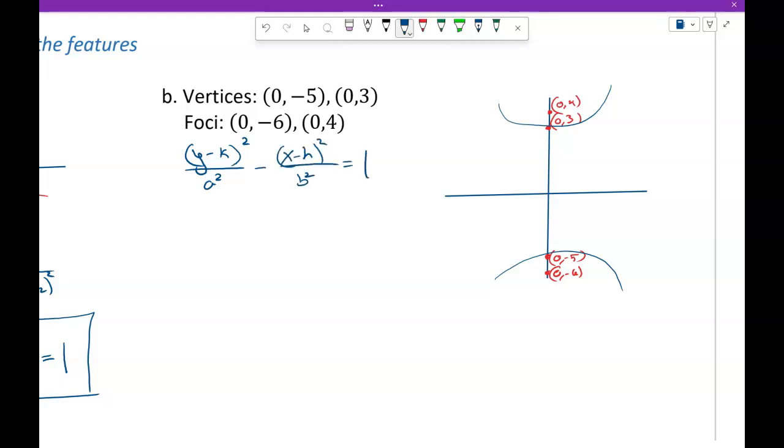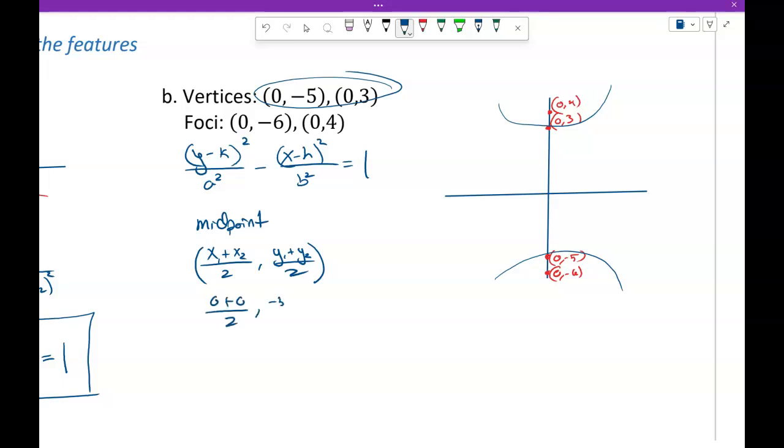A is still first. So we're not given our center, but our center is going to be the midpoint between either the vertices or the foci. And you can use either one. So our midpoint formula, we're finding the average of the x values and the average of the y values. So we take 0 plus 0 divided by 2, negative 5 plus 3 divided by 2, and we end up with a center at 0, negative 1.